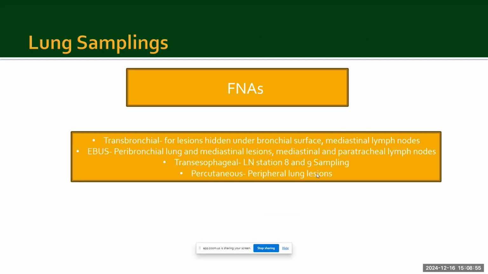Other is endobronchial ultrasound guided biopsy, which is helpful for targeting peribronchial, lung, and mediastinal lesions or mediastinal and paratracheal lymph nodes. Or it could be transesophageal ultrasound guided biopsy, usually done for station 8 and 9 lymph node sampling as a staging protocol of a primary lung mass. Or it could be percutaneous, usually CT guided biopsies, or even ultrasound guided for peripherally situated lung lesions.